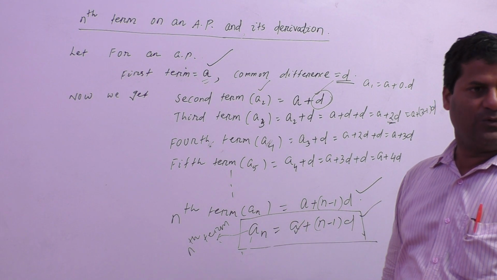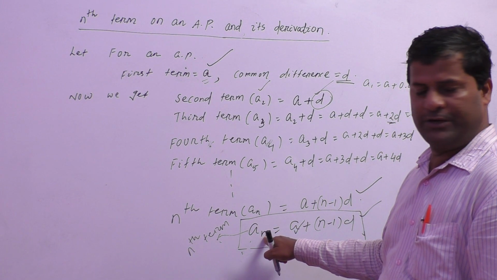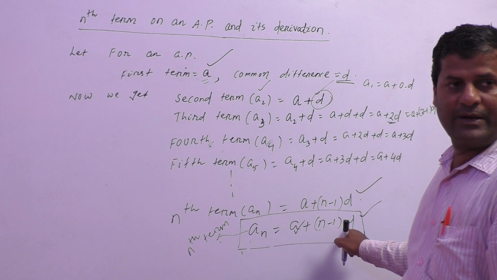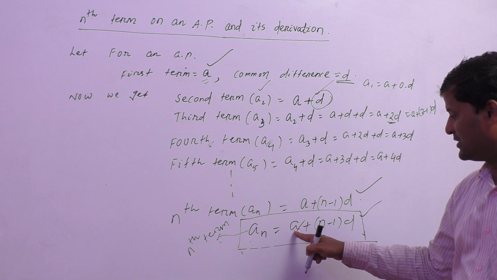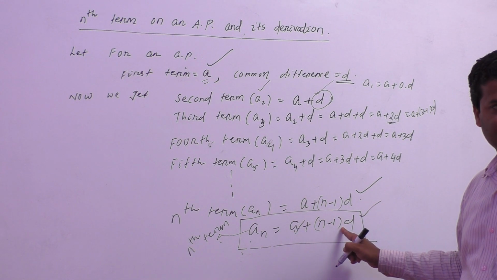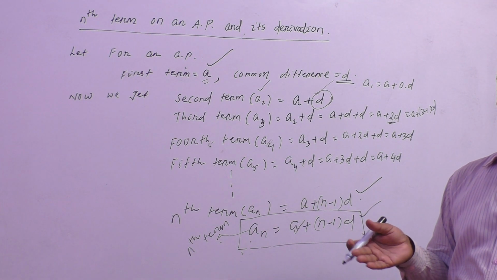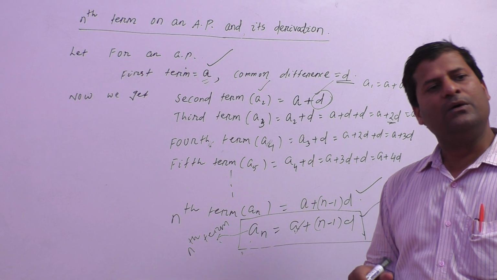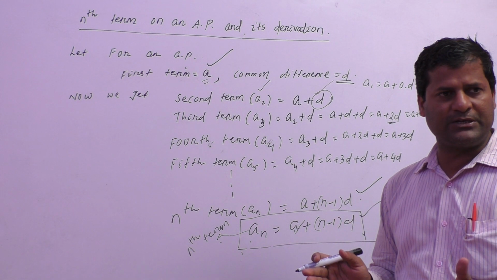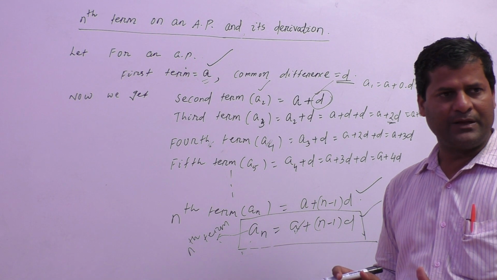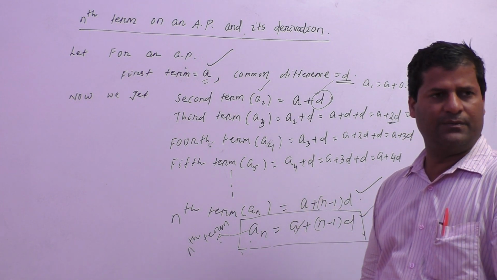So by this way, we can derive the formula. The general term of an AP, an is equal to a plus n minus 1 into d, where an is the nth term, a is the first term, d is the common difference, and n is the number of terms. If you are asked to find the 50th term of an AP, by knowing a and d, you can easily say a50 is equal to a plus 49d. 20th term, a plus 19d. Like that, we can solve.